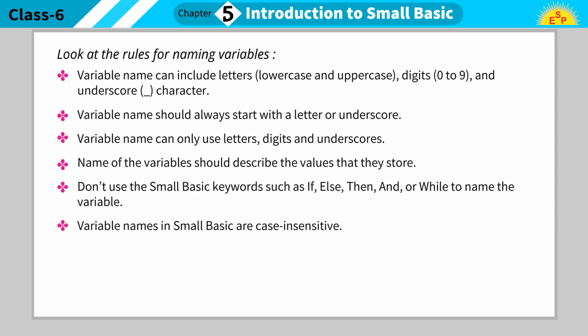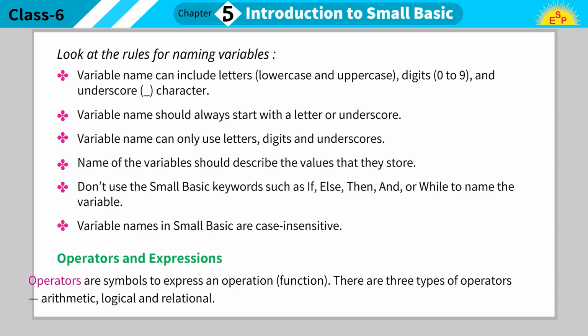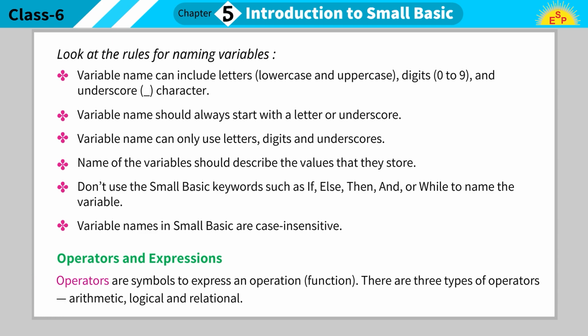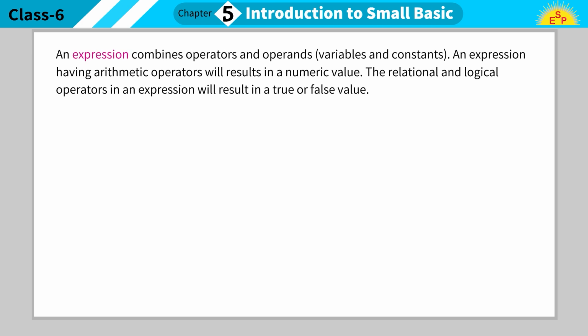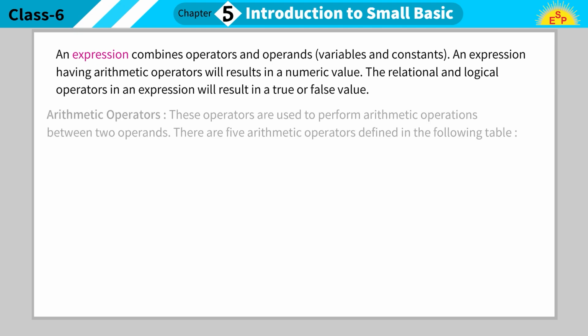Variable names in Small Basic are case insensitive. Operators and expressions. Operators are symbols to express an operation function. There are three types of operators: arithmetic, logical and relational. An expression combines operators and operands, variables and constants. An expression having arithmetic operators will result in a numeric value. The relational and logical operators in an expression will result in a true or false value.